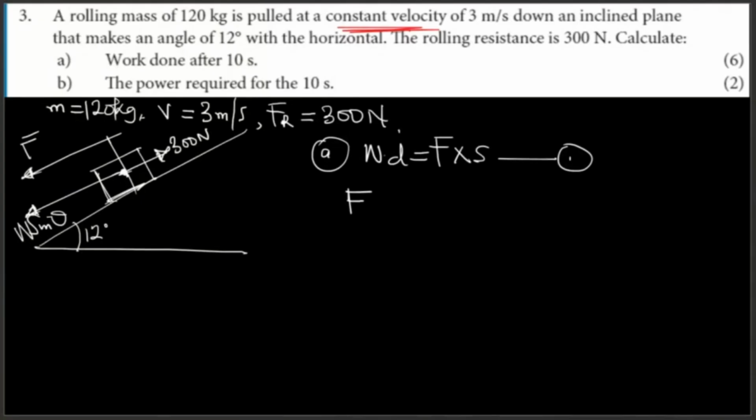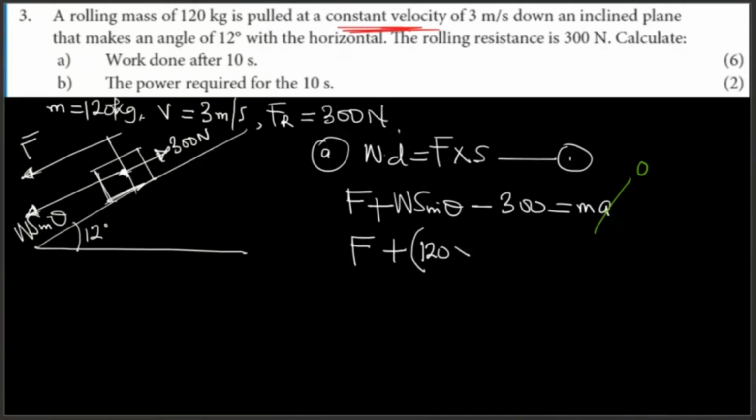These two are facing down there. They have to be greater than that for that to come down. Plus W sine theta minus 300 equals mass times acceleration. So this one is going to be equal to 0 because it's at constant velocity. So we are going to have F plus 120 times 9.81 sine 12 degrees equals 300.